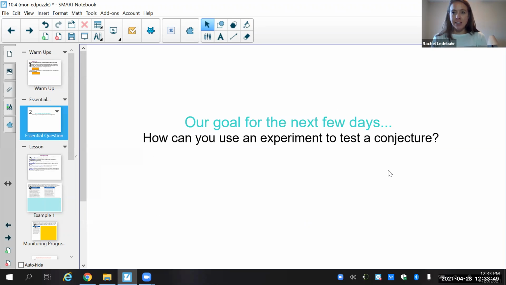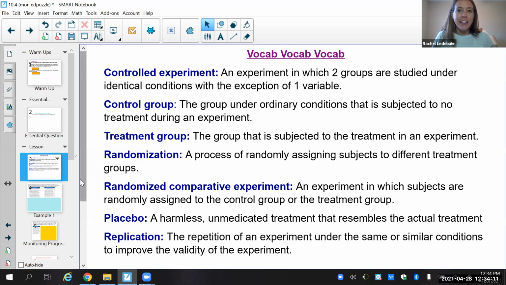All right, so for the next few days, this section 10.4, we're going to be focusing on how you can use an experiment to test a conjecture, right? A conjecture is just your idea. And so how can you do that successfully? There is a ton of vocab, and I'm sorry about this. This unit is definitely different, right? There's less number crunching and more ideas and words and reading and vocab. So I'm going to read through these, but I also want you to pause your video and copy all of them down. I know it's a lot, but it'll be helpful in the end.